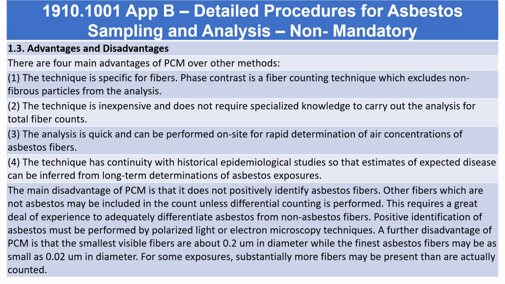1.3 Advantages and disadvantages. There are four main advantages of PCM over other methods. 1. The technique is specific for fibers. Phase contrast is a fiber counting technique which excludes non-fibrous particles from the analysis. 2. The technique is inexpensive and does not require specialized knowledge to carry out the analysis for total fiber counts. 3. The analysis is quick and can be performed on-site for rapid determination of air concentrations of asbestos fibers.